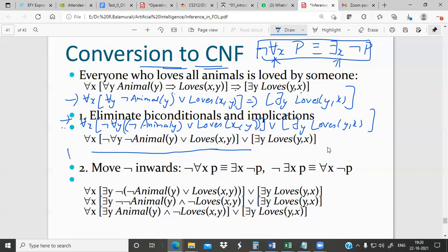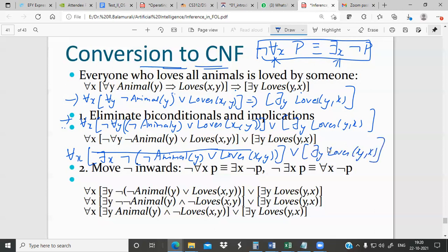When you apply it, it will become for all x, there exists a y such that not, within brackets, animal of y, or loves of x comma y. And the rest of the part is the same: there exists y loves of y comma x. So that is how we got this statement. It is the same as: for all x, there exists y, not of animal of y or loves of x comma y, or there exists y loves of y comma x.